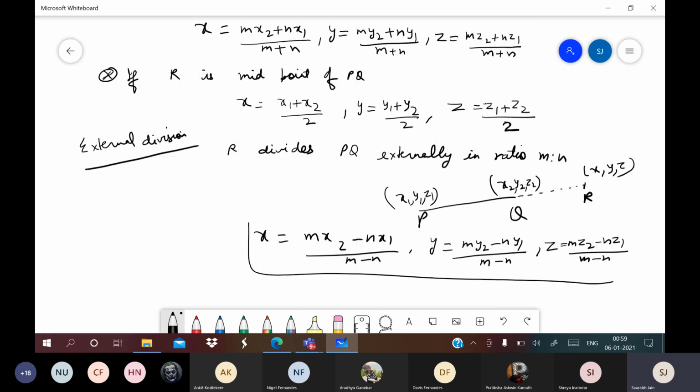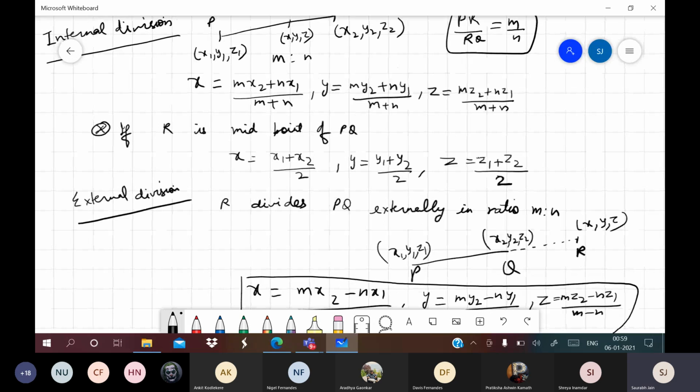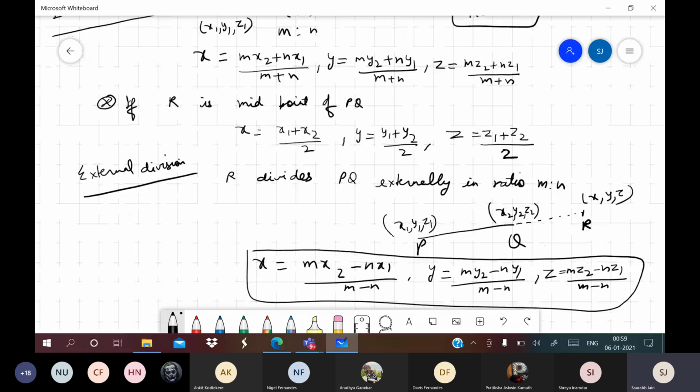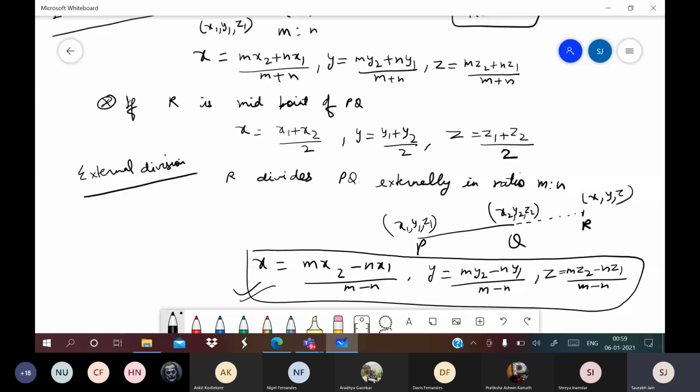we can prove these results using similar triangles. Okay, but not now, not required at all. For internal division, it is plus everywhere. For external division, we write minus signs here. Just remember this. And for midpoint formula, the ratio is 1:1.